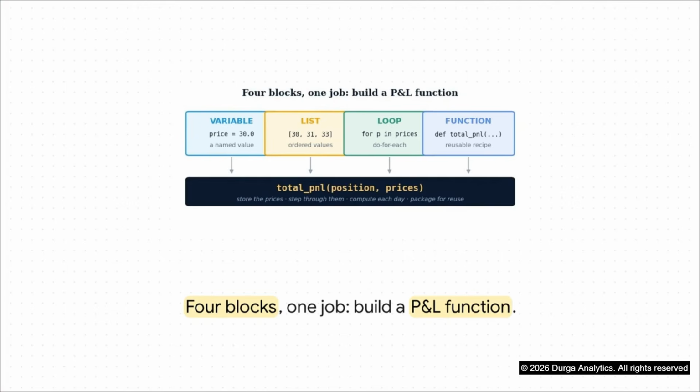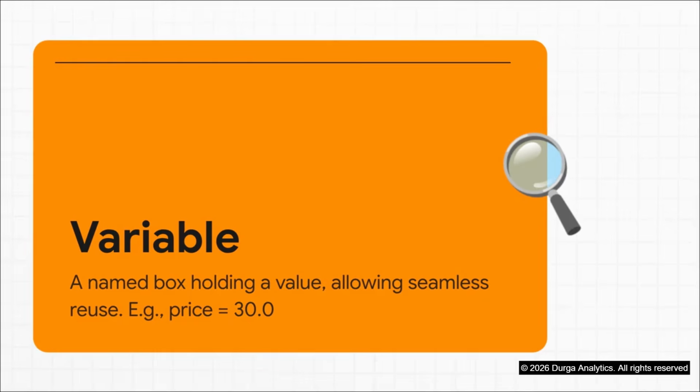These 4 fundamental tools have one shared job, which is building a robust P&L function. You've got a variable holding a single price, a list holding a sequence of prices, a loop iterating through them, and a function wrapping the whole shebang up. You capture the market inputs, step through them, compute your logic, and package it up so you can use it again and again. Let's quickly break them down, starting with the variable.